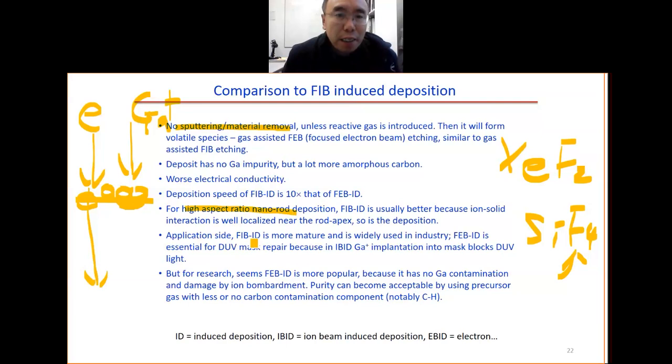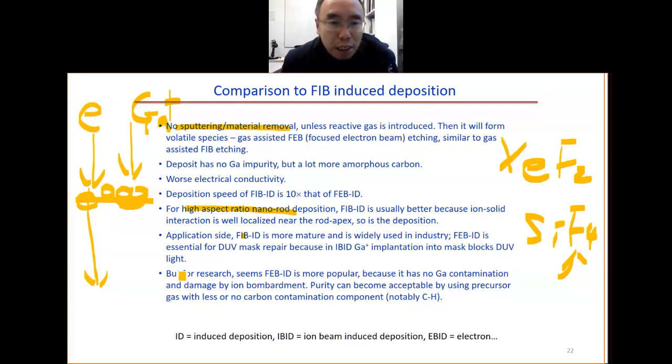For critical applications, ion beam induced deposition is much more popular and more mature, because with the ion beam we can do milling to remove the material, and we can also do deposition. Deposition has higher purity and it is also faster. Electron beam induced deposition is good for mask repair. As we will see later on, when we use a gallium ion beam to repair the mask, the gallium will implant into the mask, and this gallium will block the DUV light. But the electron beam will not have this problem.